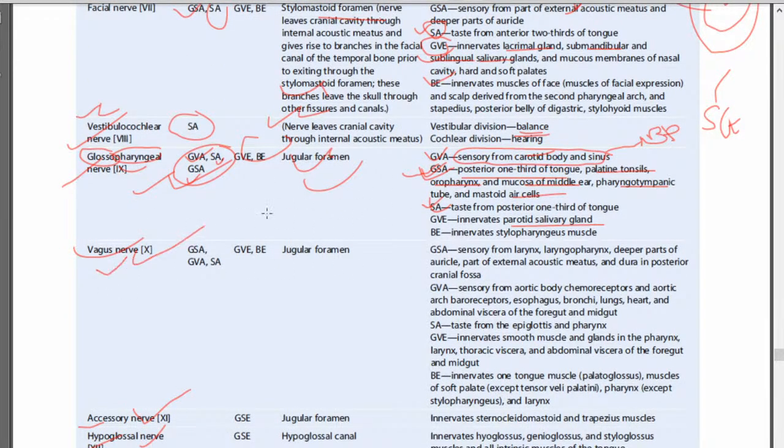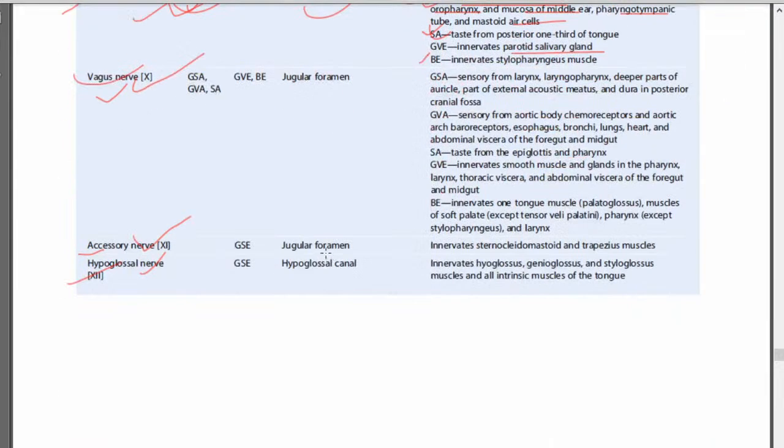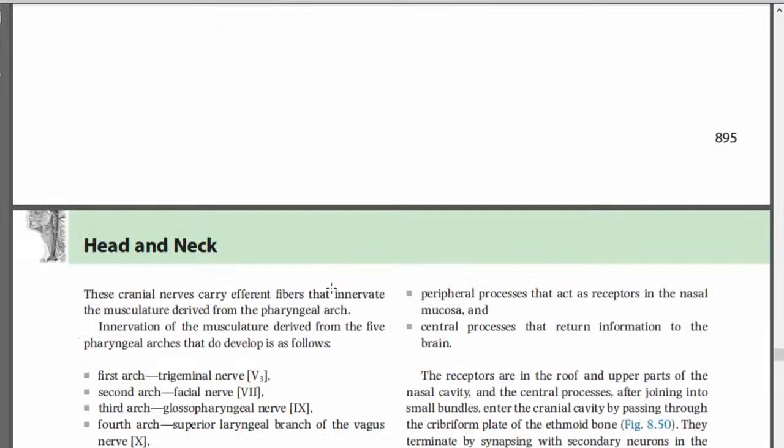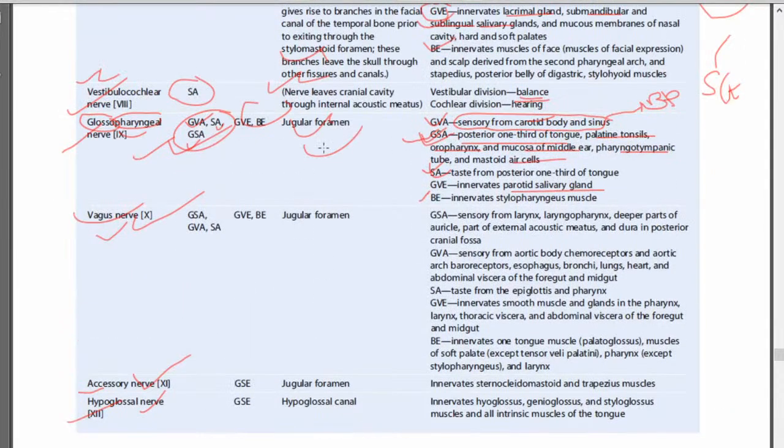Vagus nerve. Today I'll finish this topic. I'm not going to sleep. It might take a lot of time, but it won't matter.